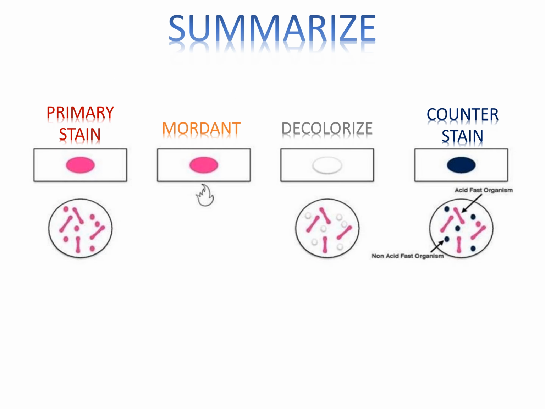Let's summarize. Step 1, primary stain by Ziehl-Neelsen carbol fuchsin. Step 2, mordant, that is, to fix the stain by heating. Step 3, decolorization by 20% sulfuric acid. Step 4, counterstaining by Loeffler's methylene blue.